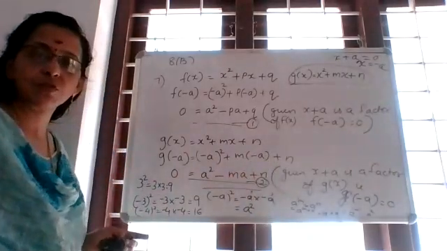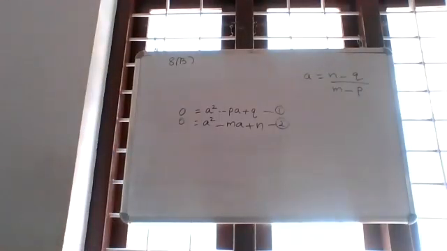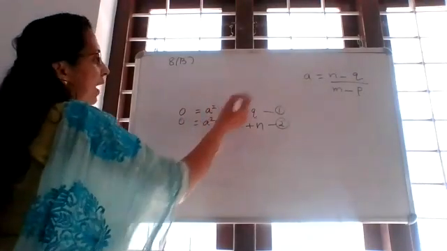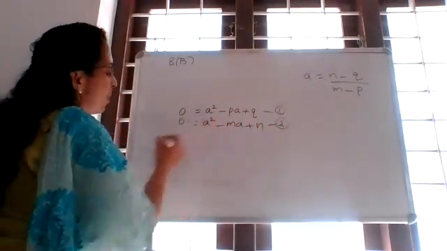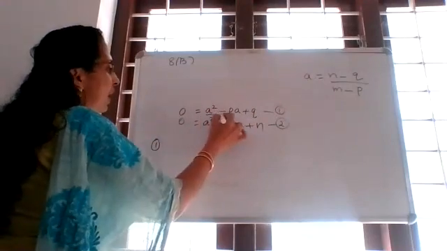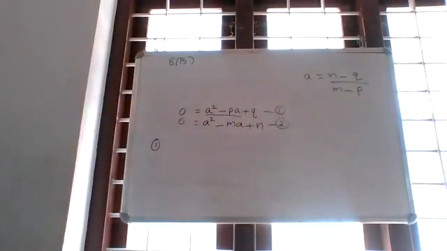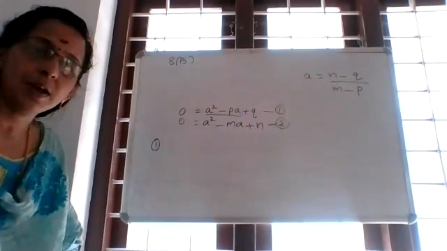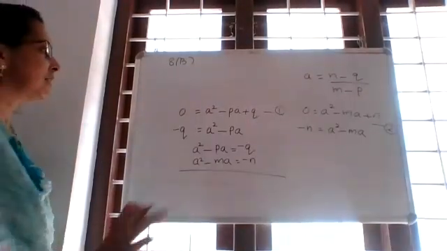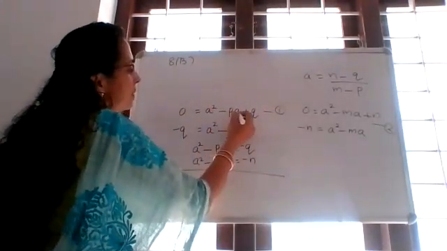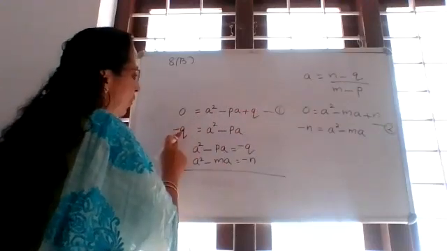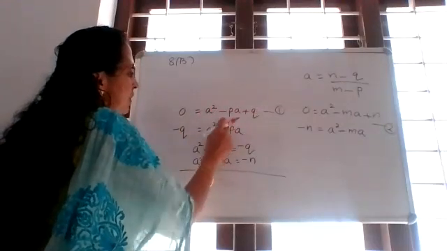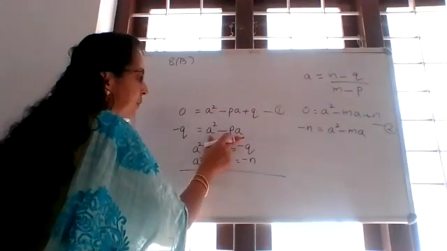So can we solve this 1 and 2? Show that a is equal to n minus q divided by m minus p. A alone we want to get. What we can do? From equation number 1, can we take a common? Is there any possibility? Just rearrange this. a square minus pa plus q, take this q to the left side. So it will become negative q, a square minus pa itself.